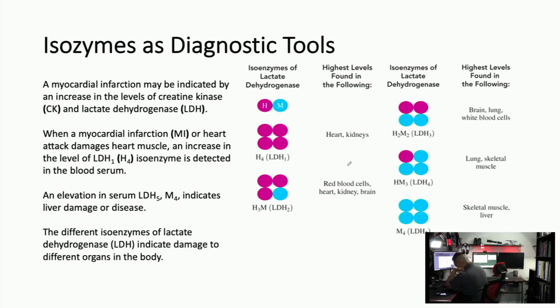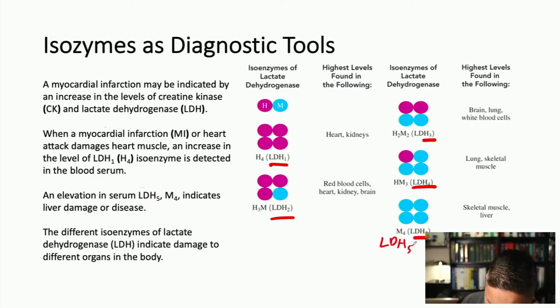So here we can see the different LDHs. Here's LDH 1, 2, 3, 4, and 5. Sorry, my head's covering that one right there, but this is LDH 5. And remember what we said, LDH 5 has 4 M subunits, and LDH 1 has 4 H subunits.